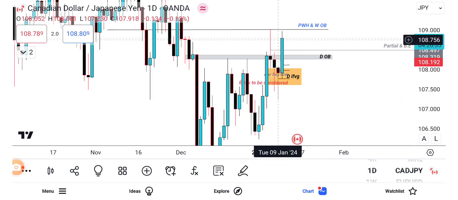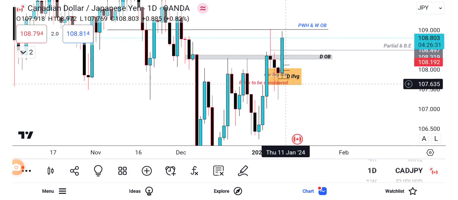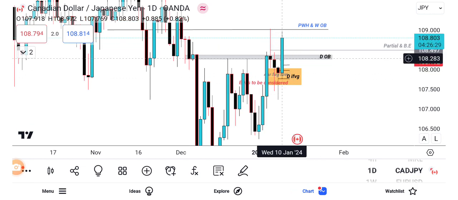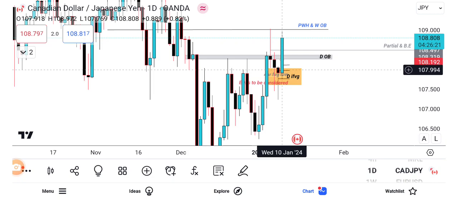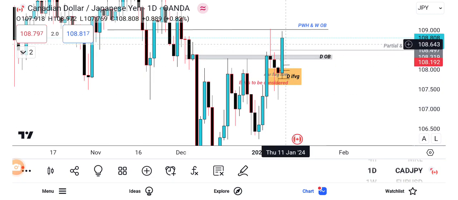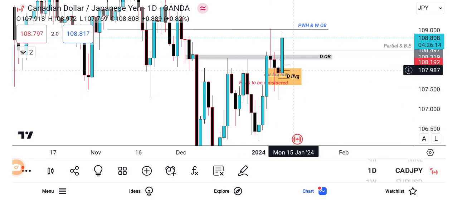This is the thing I've been talking about. Never be married to your bias, right? And this was a perfect example. We've seen market from Monday on Tuesday rallying lower, maybe during the manipulation phase, and now the expansion phase that occurred today. And why did I change my bias from bearish to bullish?